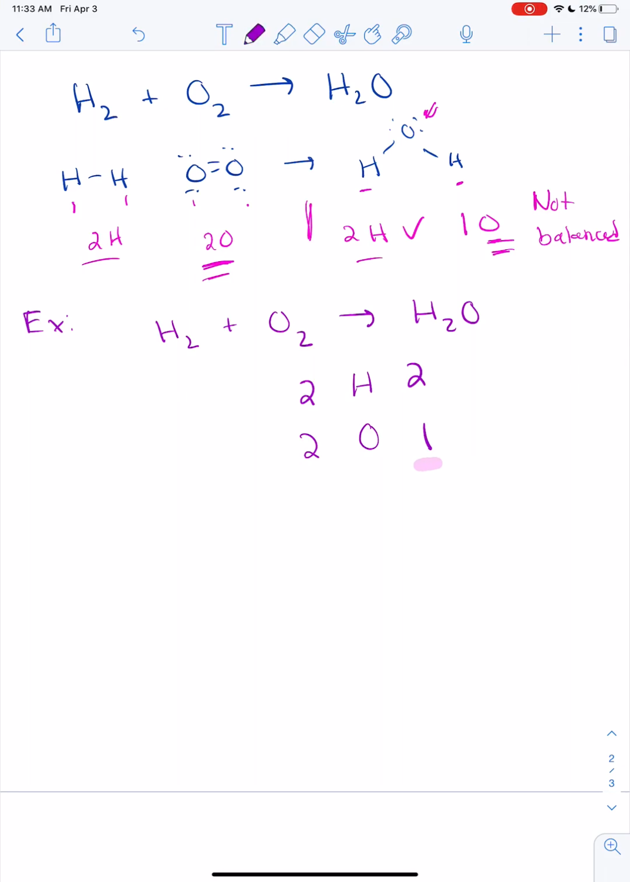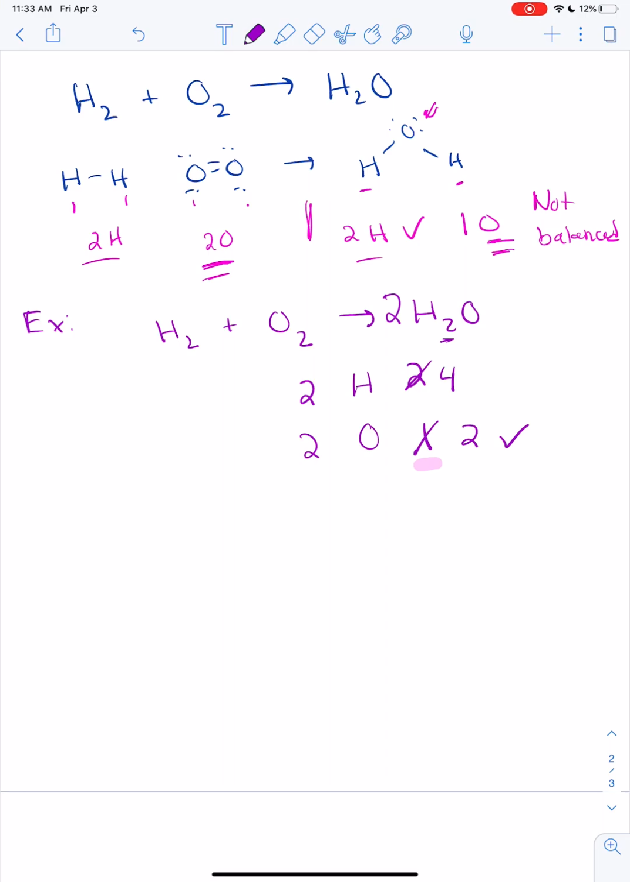So I have 1 oxygen, I need to multiply it by something to get to 2. So what I need to multiply it by is 2, because 2 times 1 is 2. So now 2 times 1 is 2, this becomes 2. But this also changes this hydrogen, because remember, you have to multiply. 2 times 2 is 4. So now my oxygen is balanced, but my hydrogen is not. So I have to change something. So now I have 4 hydrogens on the right, but only 2 on the left.